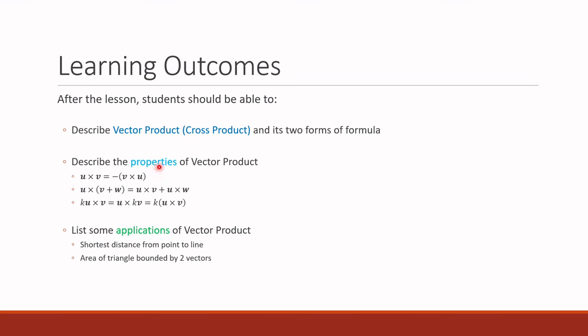Some properties we have seen: the first one says that if you flip the sequence, you introduce a negative. The second is that you can expand the bracket. The third is that the constant k you can just factorize out, and it doesn't really affect your cross product. And for the application, we have seen two: finding the shortest distance from a point to a line, and the area of a triangle bounded by two vectors.